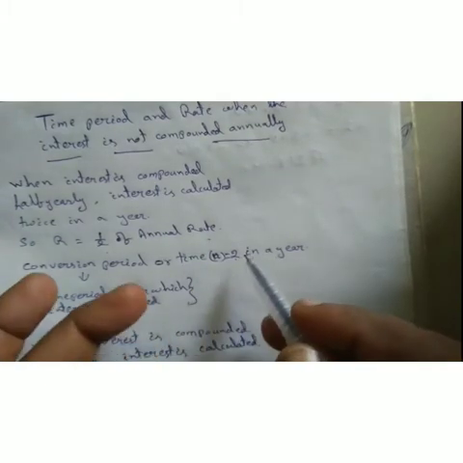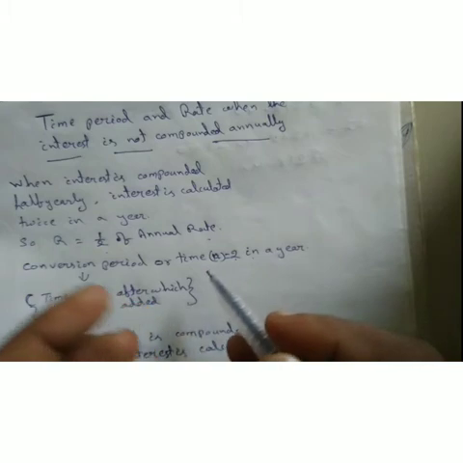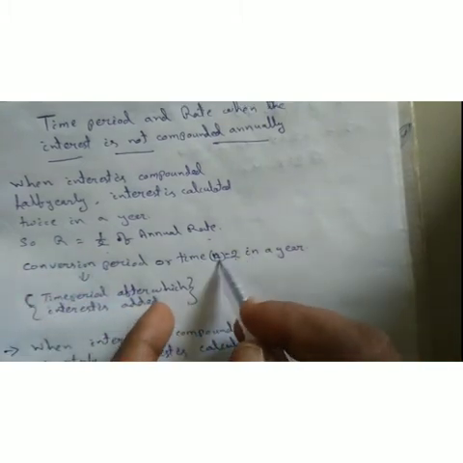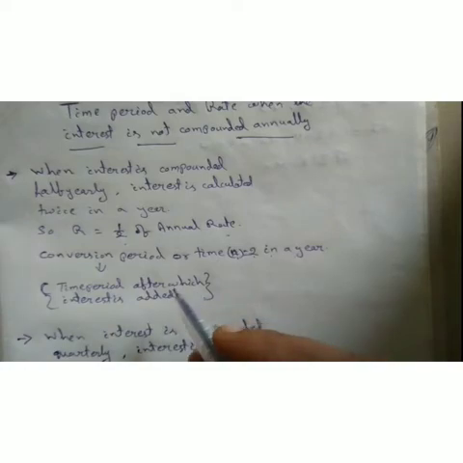If it is given 3 years, 2 into 3, 6. If it is given 4 years, 2 into 4, 8 times. That means n will be 8. So conversion period is understood: the time period after which the interest is added to the principal. This is the case for half yearly.